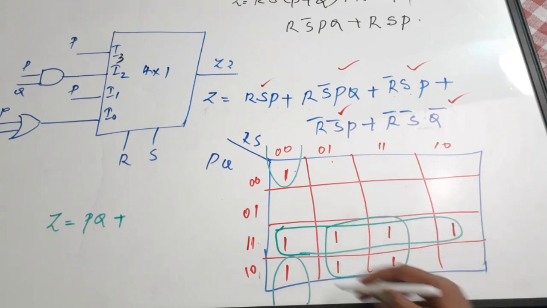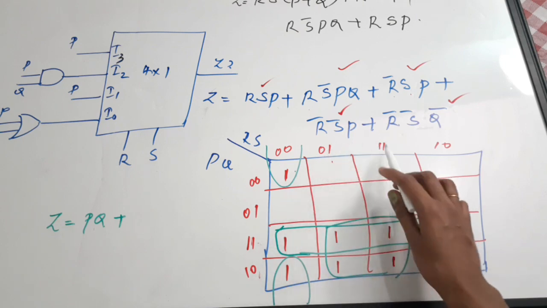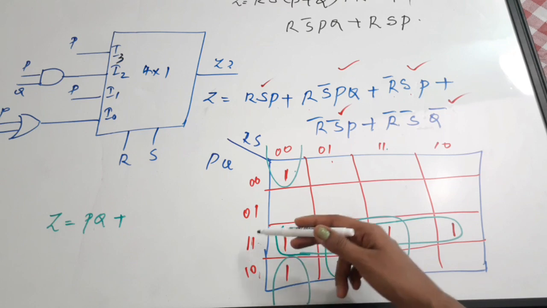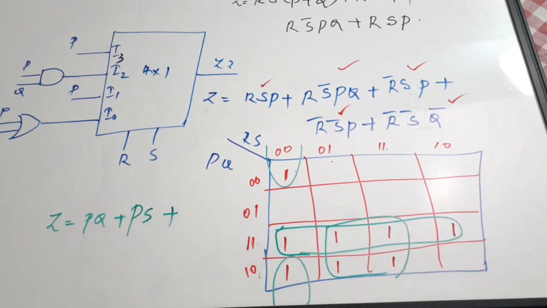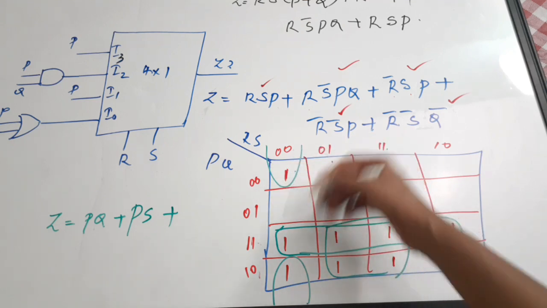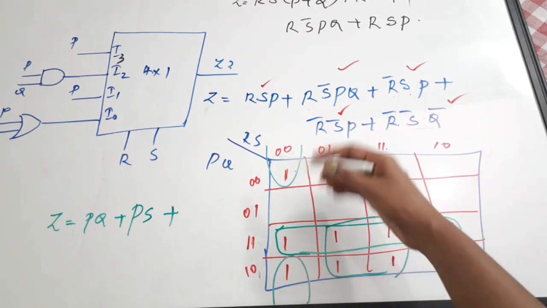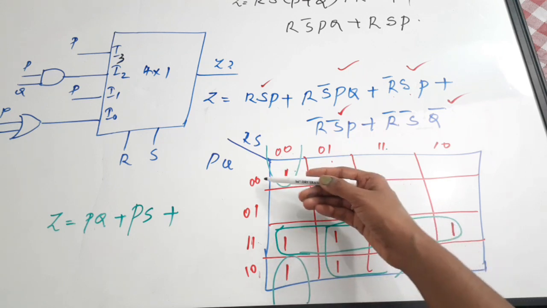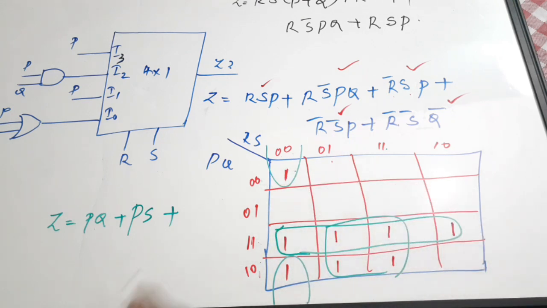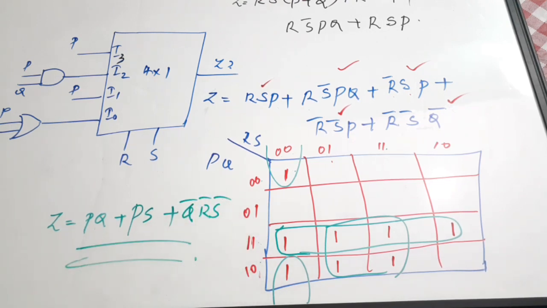So what is the expression for these 4 ones? The common variable, column wise it is S, row wise it is P. So it is P and S. That is the second term. Then the third one is for this pair. The last pair is for R bar S bar column wise, and row wise this row and this row, the common element is Q bar. So the expression is Q bar R bar S bar. So this is the simplified expression for your output Z.